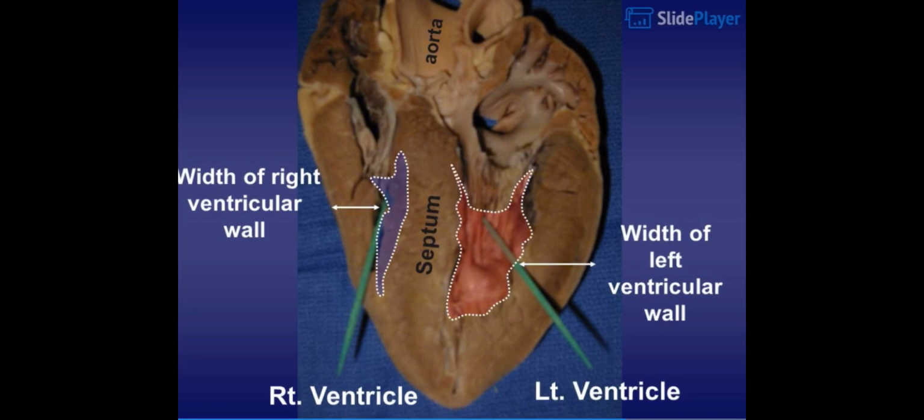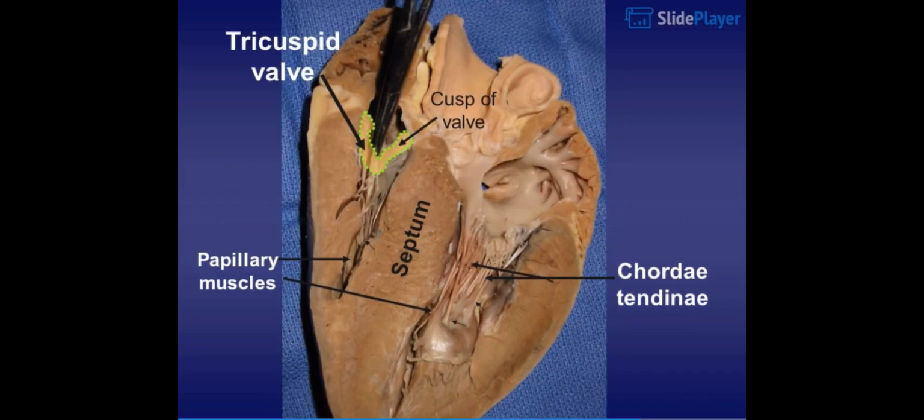Ask students to locate and probe the pulmonary valve and pulmonary artery in the right ventricle. Have students locate and probe the aortic valve and aorta in the left ventricle. Left ventricle. Right ventricle. Tricuspid valve. Septum. Chordae tendineae. Cusp of valve.